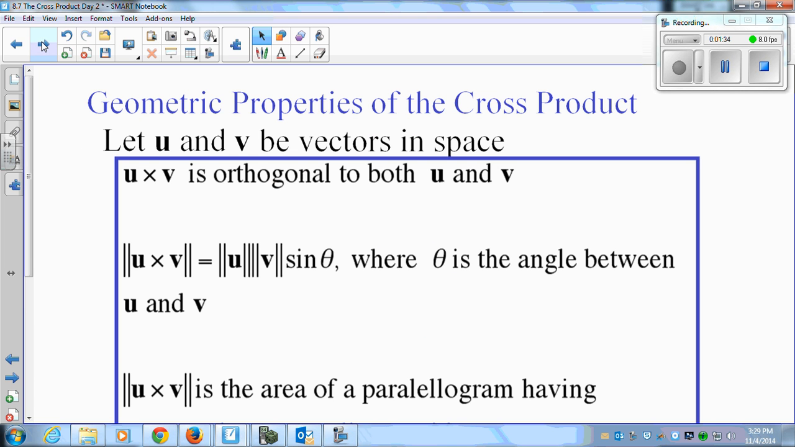There are some geometric properties that we want to highlight here with cross products. One of the most important ones is that U cross V is orthogonal to both U and V. The second one we're going to emphasize today is that the magnitude of U cross V is the same thing as the magnitude of U times the magnitude of V times the sine of theta, and theta, again, is the angle between U and V. This is useful because this gives us two options for equivalence here.